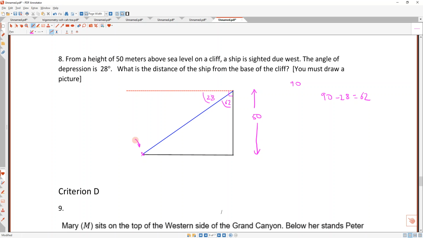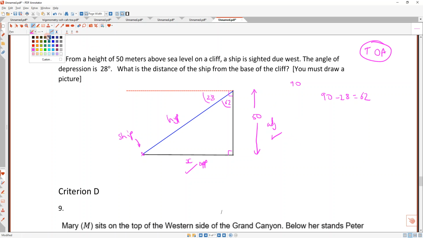Right, I want to find the distance from the ship. This is the ship, to the base of the cliff. This is the base of the cliff. So this is what I am after. So this is my angle. This is my opposite. I know this side, which is the adjacent, because this one is opposite the right angle, which makes this the hypotenuse. I know opposite, adjacent. I'm going to use tan.